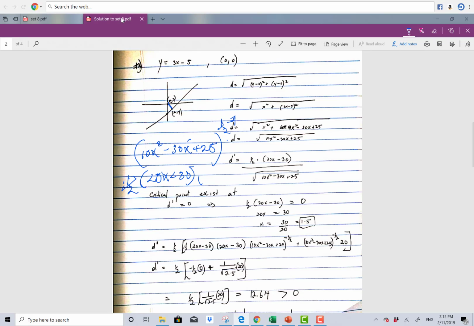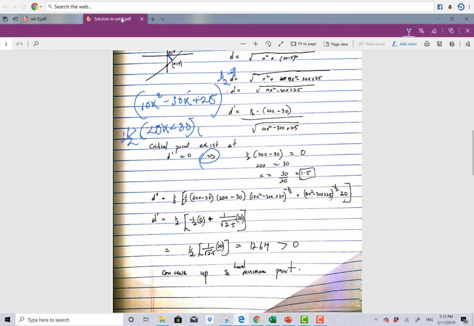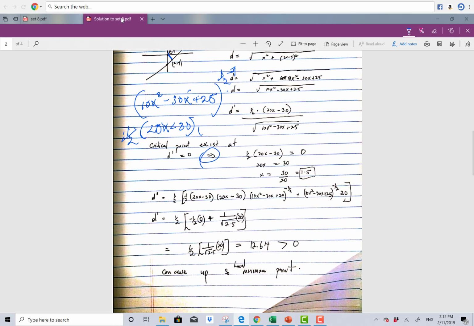So finding the critical point is pretty straightforward from here, because I just need to make the derivative equal to 0. The derivative equal to 0 implies that the top is equal to 0, because the bottom cancels out once I multiply both sides by it. So I have a half times 20x minus 30 equal to 0. Solving, I get x equal to 1.5. Now, x equal to 1.5 is my corresponding x value. I want to do a quick check to figure out whether 1.5 actually minimizes the graph.